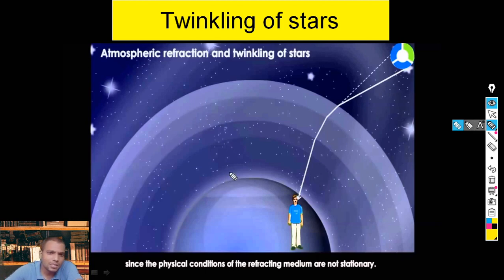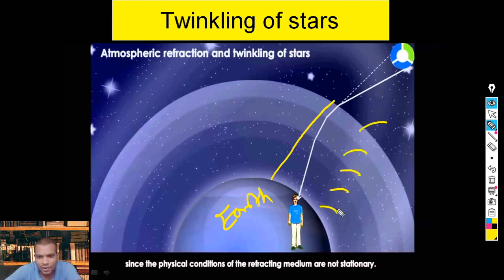Now here you can see this is our Earth and these are the different atmospheric layers. The colors, if you notice, have different shades, which indicates that the layers have different densities. So when light comes all the way from a star, it enters the atmosphere and finally reaches our eye.